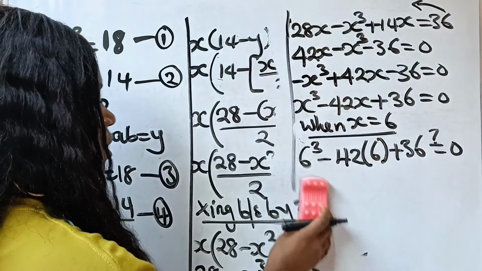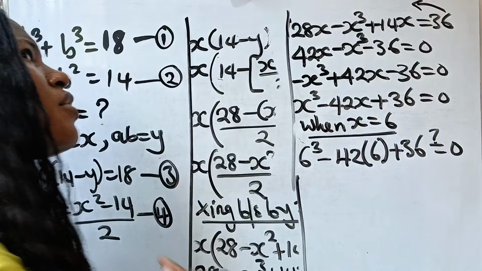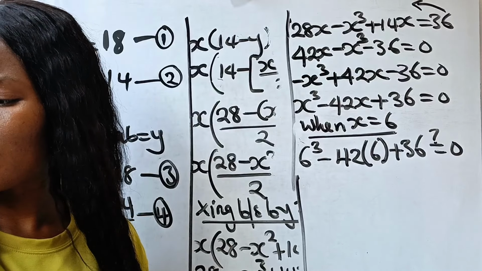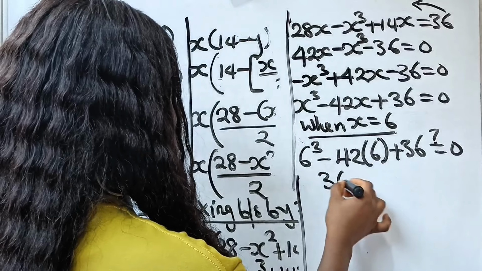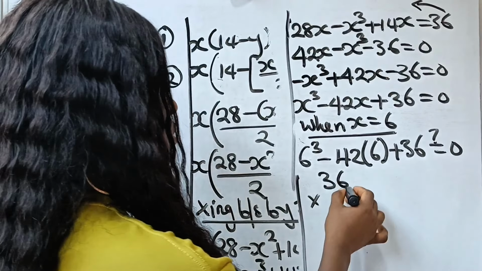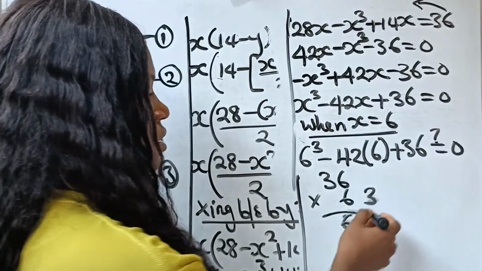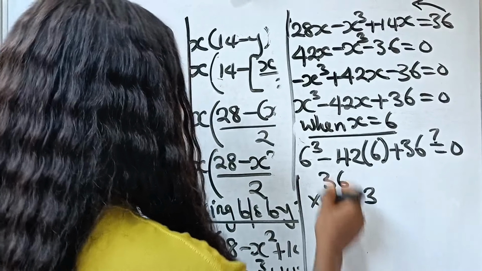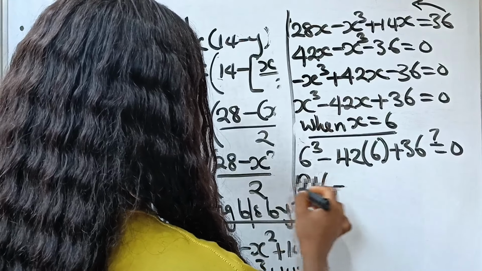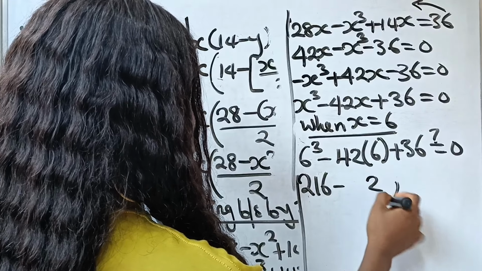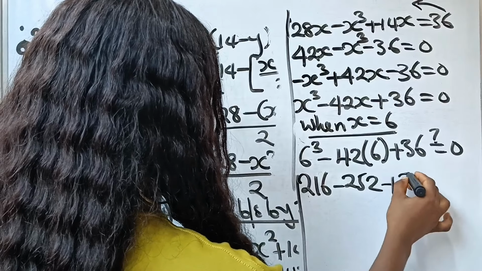We are still checking. Now, when we continue, we are going to have 6 to the power of 3. 6 times 6 is equal to 36. So let's multiply this by another 6. 6 times 6 is 36. 6 times 3 is 18. Plus this is 21. So we have 216. So this is 216 minus 6 times 2 is 12. 6 times 4 is 24. We have 25. So minus 252 plus 36.